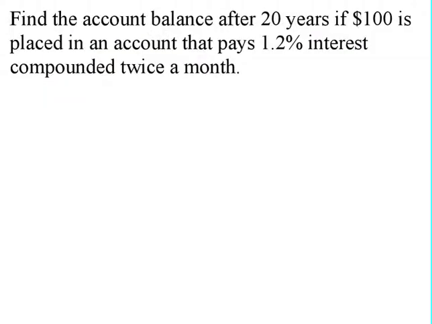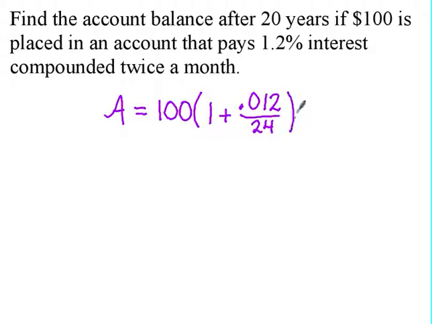So let's go ahead and look at this one. Find the account balance after 20 years if $100 is placed in an account that pays 1.2% interest, compounded twice a month. So A equals, what's my principal? 100. Okay, and then I've got 1 plus, what's my rate as a decimal? 0.012. What's the number of times compounded per year? 24, good. And so then I'm going to take that times 24 times 20, because it's 20 years.